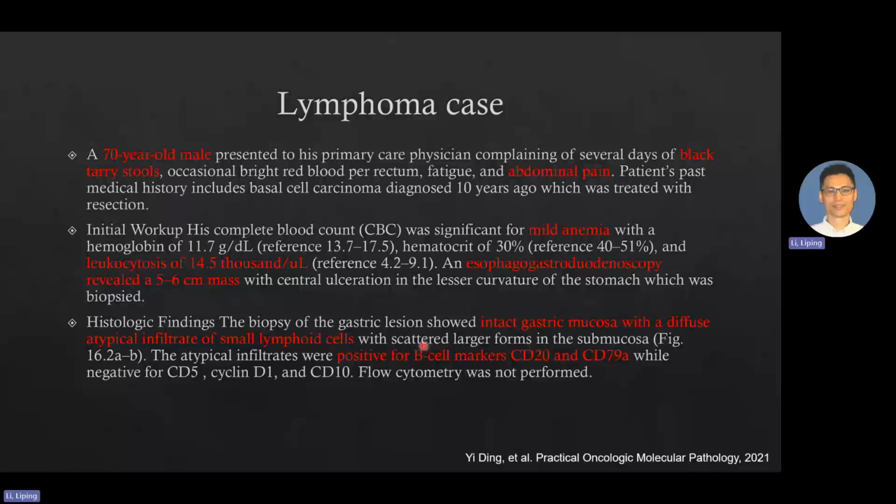Also from Dr. Ding's book, a 70-year-old male with back stool and abdominal pain. He has anemia and leukocytosis, and from endoscopy they find a 5 to 6 centimeter mass. They do a biopsy of this mass, which shows infiltration of small lymphoid cells, positive for B cell markers CD20 and CD79, but negative for this kind of marker. We know not CD5, that means not CLL, and not cyclin D1, so not mantle cell.